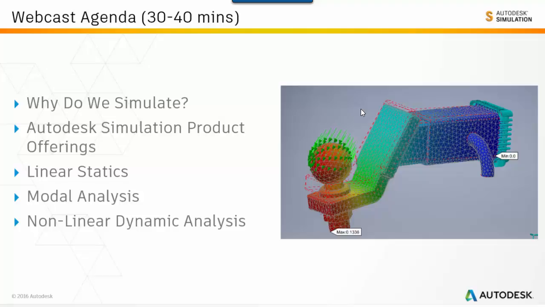We'll cover a linear statics example, which is most basic, but it does give you a lot of benefit and a lot of good information up front. We'll look at a vibration example, looking at modal analysis. And then we'll also take a look at an example of a more advanced type of analysis called a nonlinear dynamic analysis, or a nonlinear transient response, as we call it inside of Nastran in CAD.